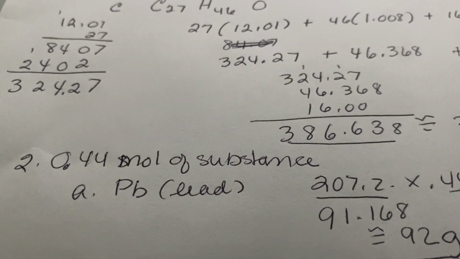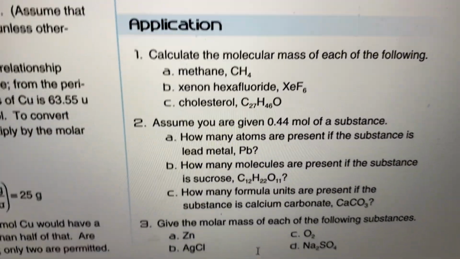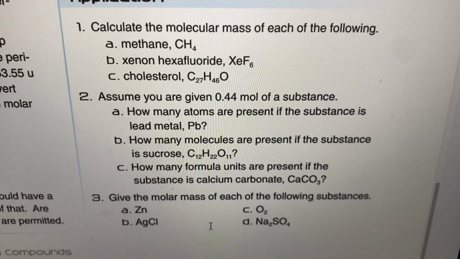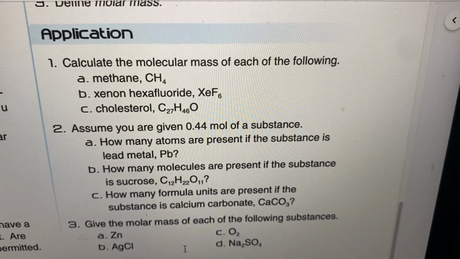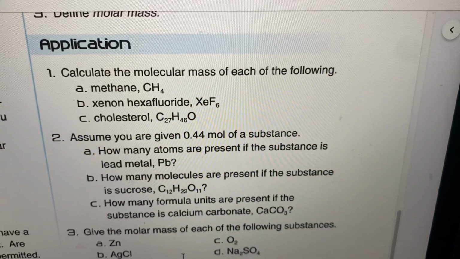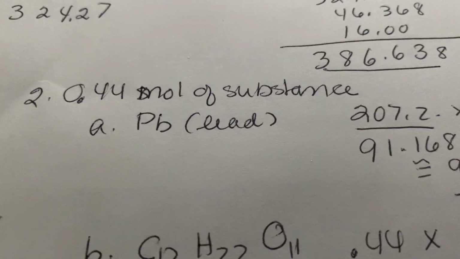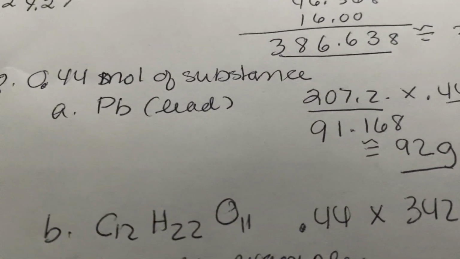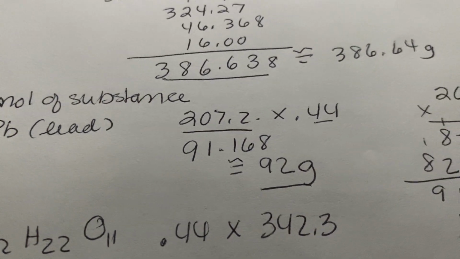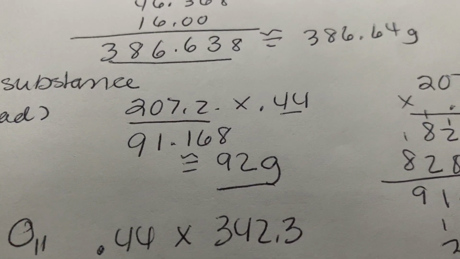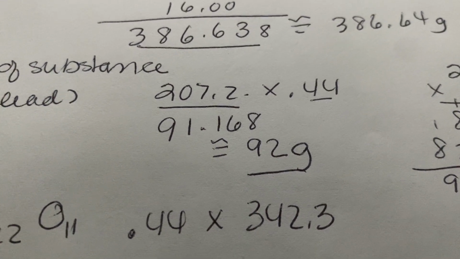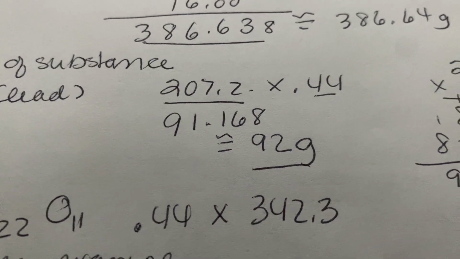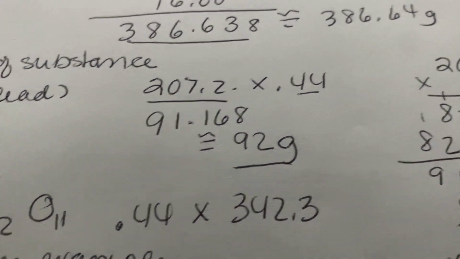Okay, number 2, assume that you are given, let's read it up here. Assume that you are given 0.44 moles of a substance. How many atoms are present if the substance is lead metal? Okay, so basically, what you do here, you have 0.44 of the substance. Well, here's lead. So you look up what lead is. 207.2 times 0.44 is all you do. And as you multiply that out with all of your decimals, you're going to get 91.168, which using your calculator is going to be 92 grams.